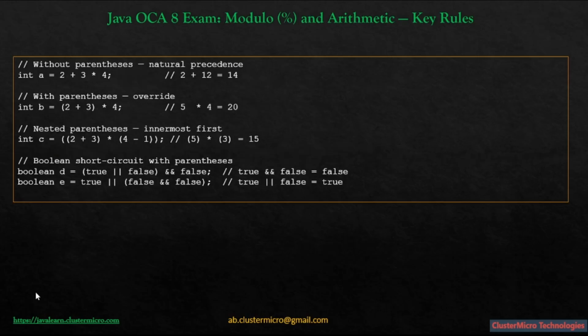Parentheses act as an override mechanism for operator precedence in Java, right? When a sub-expression is placed inside parentheses, Java evaluates it before applying the normal precedence rules. If there are multiple levels of parentheses, the innermost expressions are evaluated first. The evaluation then moves outward. This rule is important when dealing with complex arithmetic or Boolean expressions, especially in exam questions. Parentheses can change the order in which operations are performed, and therefore change the final result.